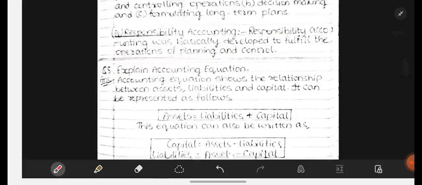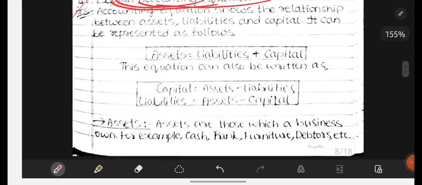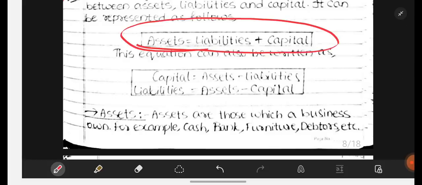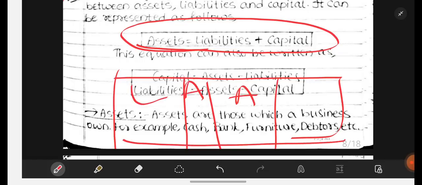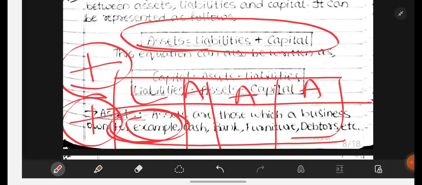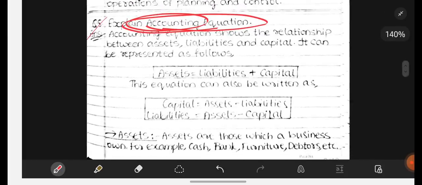Then, explain the accounting equation. First you have to write the definition of accounting, then you start writing the equation. What is the equation? Assets equals liabilities plus capital. Under the balance sheet we will have assets and liabilities. These are the liabilities, these are the assets, this is the amount, this is the amount. So on the liabilities side, we add the liabilities with capital. That is what he is saying here: Assets equals liabilities plus capital.